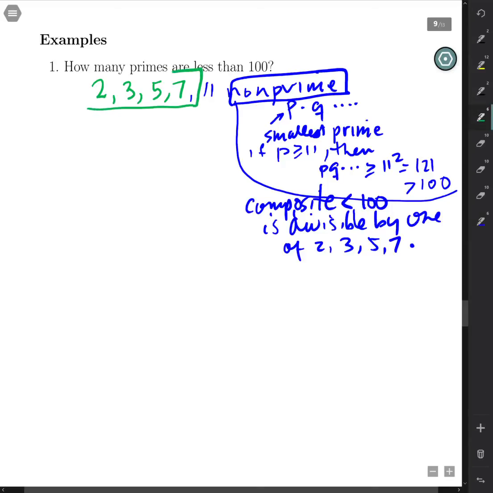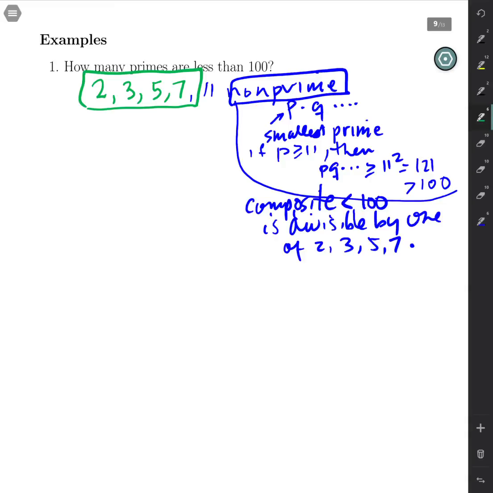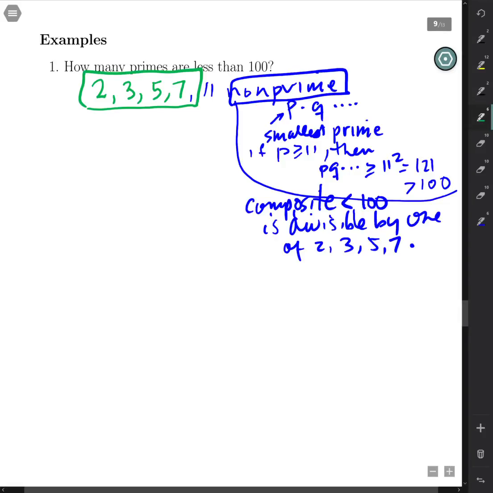There's 4 of them. And what we're going to do is get rid of all the others, get rid of the composites, those things divisible by 2, 3, 5, and 7. So let's get rid of all the numbers less than 100 divisible by 2, 3, 5, and 7. So what we're going to do is say something like the following.